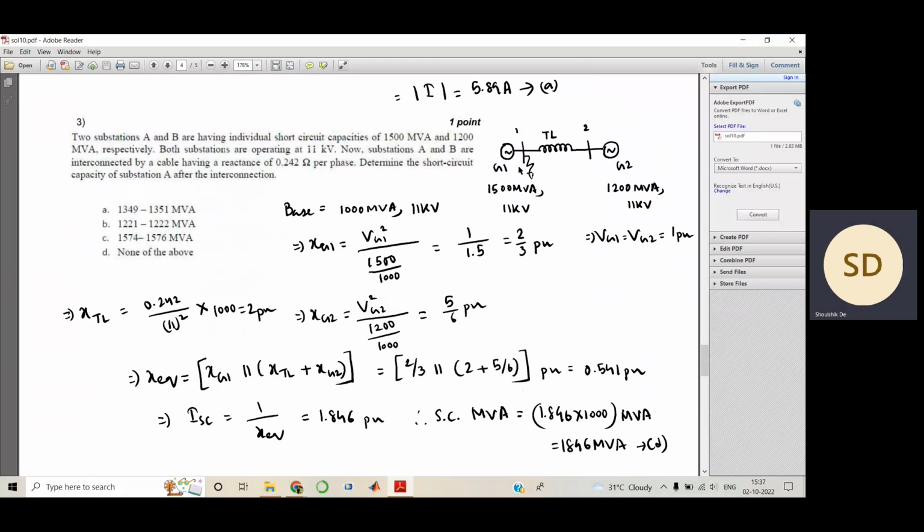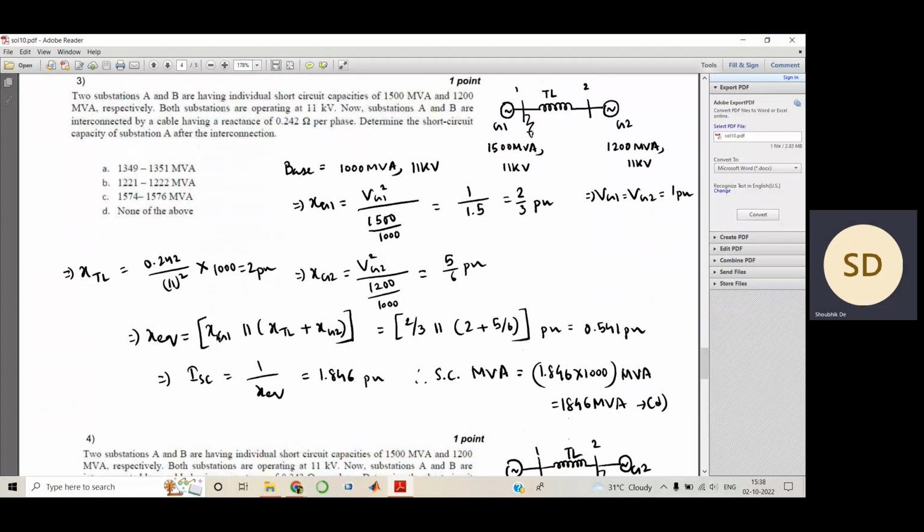So the reactance of this generator would be in parallel to the combination of the transmission line and generator 2 reactance, right? Pretty simple. We saw in one of the previous questions. So hence I have written this formula here to find the equivalent reactance. And when you do that, it comes out to be 0.541 per unit.